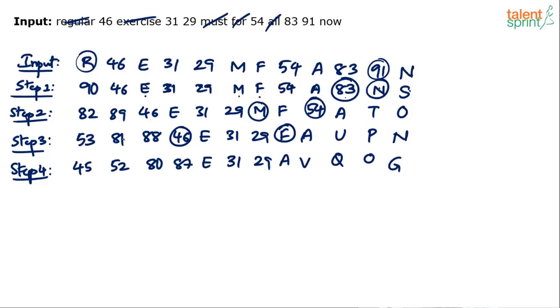Make sure you write it in exactly the same sequence so that you don't miss out on anything. You see? You'll get to know if you miss something. Then step 5. What happens in step 5? First move everything else inside. So 45 becomes 44, 52 becomes 51, 80 becomes 79, 87 becomes 86. Then move these things inside. V becomes W, Q becomes R, O becomes P, G becomes H.